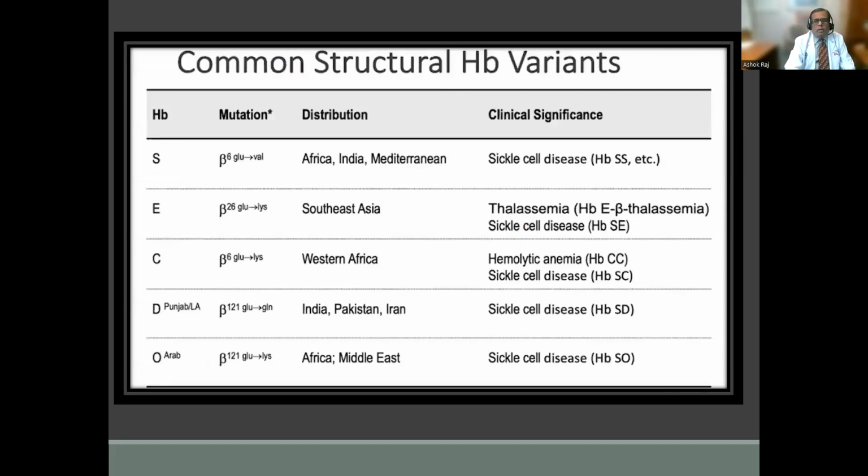So these are the other common structural hemoglobin variants that we encounter, less commonly in Kentucky, but if you are in other states on either coast, more so in California, you're likely to see a lot of hemoglobin SE disease because that is commonly seen in Southeast Asia, and SD disease, as well as other rare structural variants.